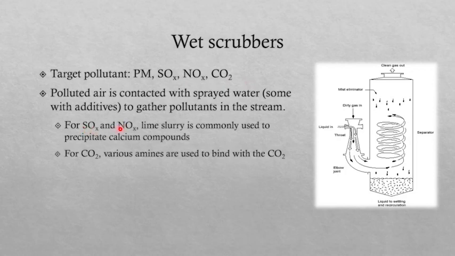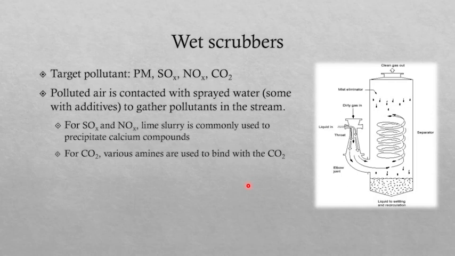For SOx and NOx, lime slurry is commonly used to precipitate calcium compounds. So your absorbent introduced at the top contains calcium oxide, that is the main component of the lime slurry, and calcium oxide reacts with sulfur dioxide to produce gypsum, and it reacts with nitrogen oxides to form calcium nitrite or calcium nitrate.